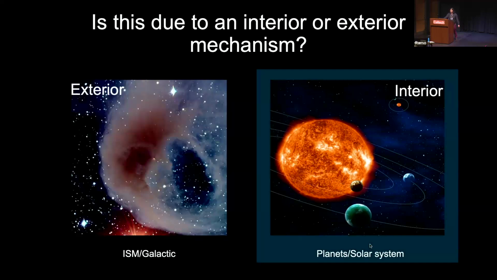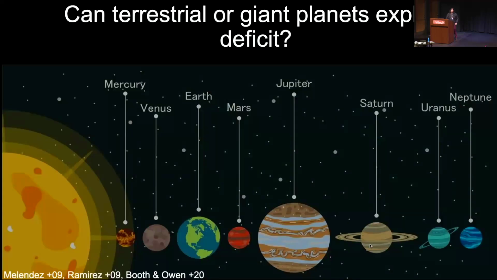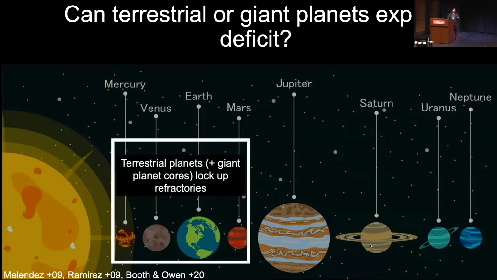So our groups looked at both, but I'll start with the local processes since we're at Know Thy Star, Know Thy Planet. And this really started with thinking about the main theories in the literature that can explain this refractory depletion that we see. What has been proposed is that all of the refractory material that was in the solar system has been locked up in the terrestrial planets and the giant planet cores. So that's why we see this deficit in those elements in the sun.